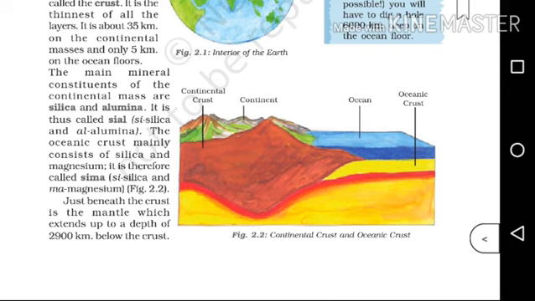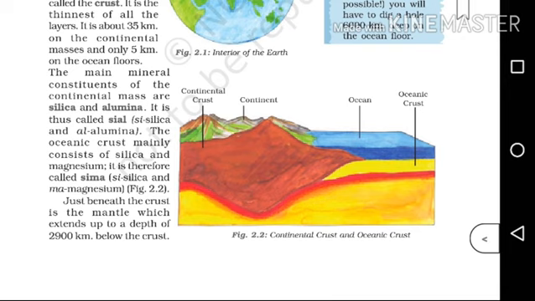So the mineral constituents that make the continental mass are silica and alumina. So these are the two mineral constituents that make the continental mass. That's the reason this is known as Sial. Si for silica and Al for alumina. So you can easily get the answer by this name itself, Sial. Si for silica and Al for alumina. So just remember the name Sial.